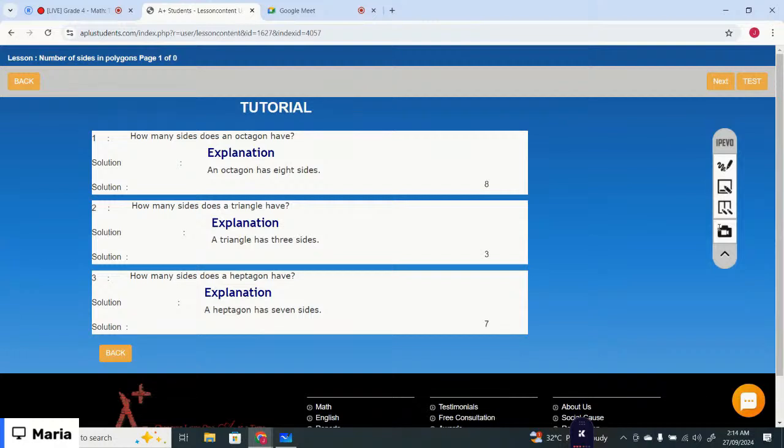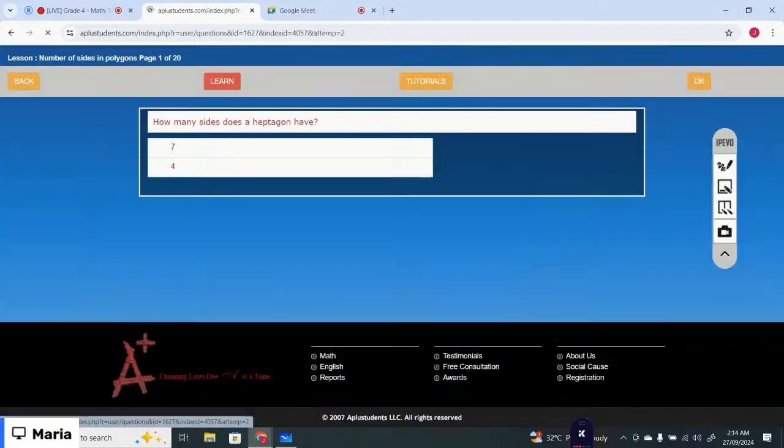Okay, how many sides does a heptagon have? So hepta means 7. Just understand the meanings of the words, then you will remember how many sides they have, right? Let's just start with the test questions. How many sides does a heptagon have? Which is the correct option? Hepta means 7, right? So a heptagon has 7 sides. Option number 1 is the correct option.